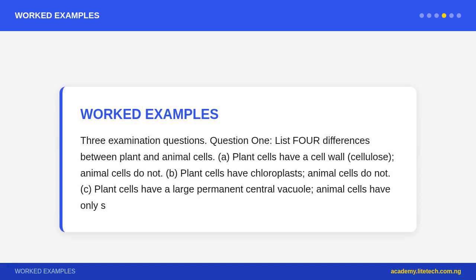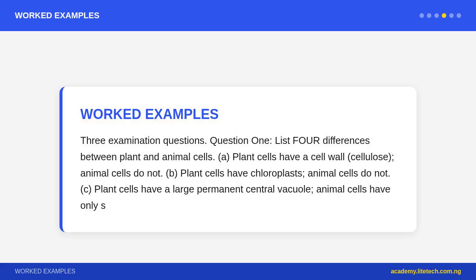Plant cell losing water, for example in drought: the central vacuole shrinks, the cell becomes flaccid, and in severe cases plasmolysis occurs, where the cell membrane pulls away from the cell wall, and the plant wilts. 3 examination questions. Question 1. List 4 differences between plant and animal cells.